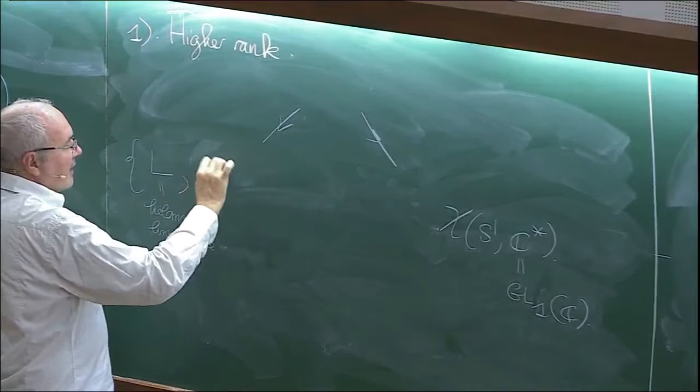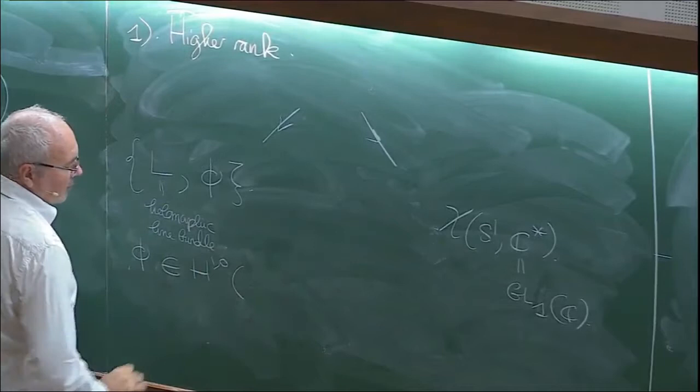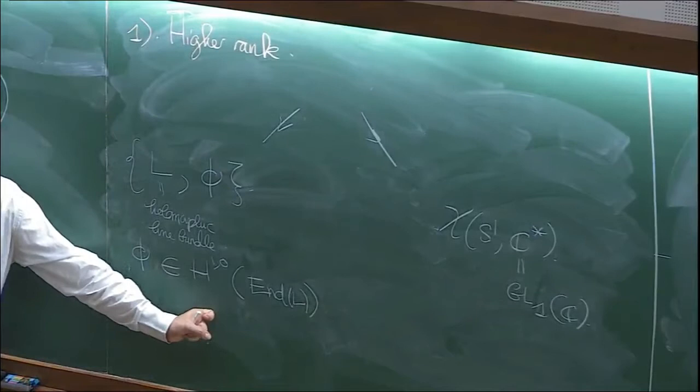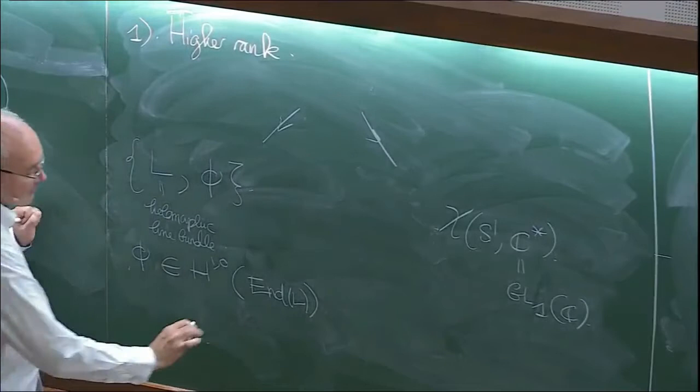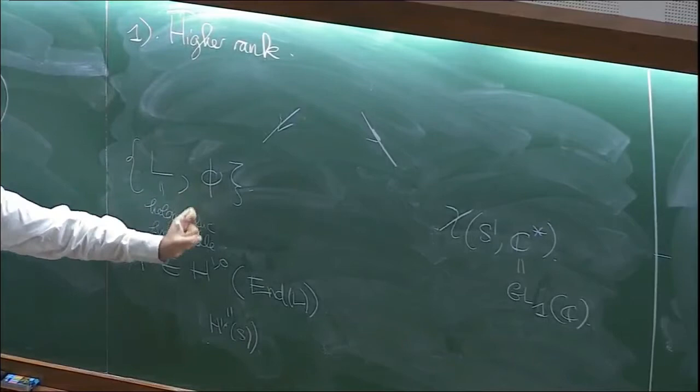So what is phi in this context? Phi is a holomorphic form with values in the bundle of endomorphisms of L. And the identification is just because this is a trivial bundle for any holomorphic line bundle that you get. And this is therefore really the same thing as H10 of S. And I have this identification between holomorphic line bundles equipped with this object, which I want to call a Higgs field, okay?